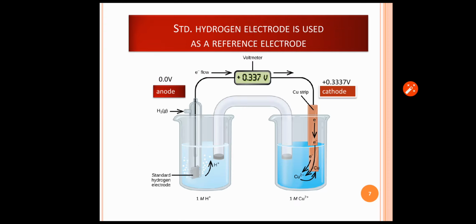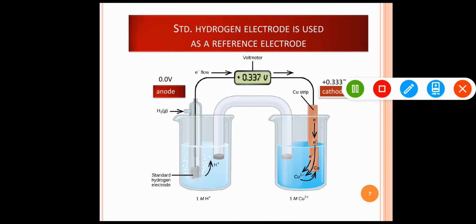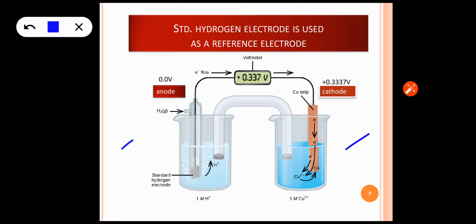Now using standard hydrogen electrode, we can find out the potential of the working electrode or the test electrode. You can see the construction here. The standard hydrogen electrode is taken as anode, whereas the copper electrode is taken as cathode. The copper electrode is a test electrode and standard hydrogen electrode is a reference electrode here. Since the reduction potential of copper is more positive, it is taken as cathode. It easily undergoes reduction. And the reduction potential of standard hydrogen electrode is 0.0. It is taken as anode. And the potential developed can be measured either using voltmeter or potentiometer.